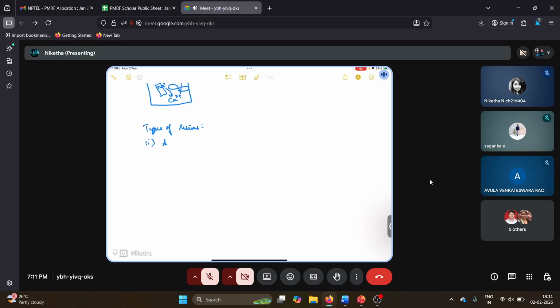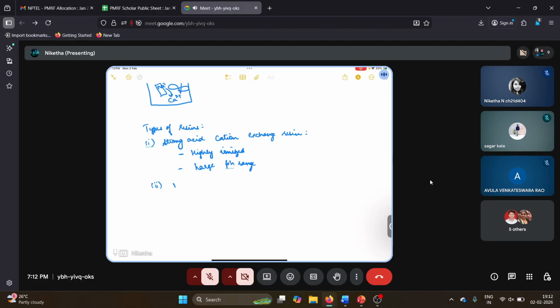So the first one is strong acid cation exchange resin. As the name suggests, this is highly ionized. And usually it is made using strong acids, so that is why the name is called strong acid cation exchange resin, and it can be operated over a large pH range.